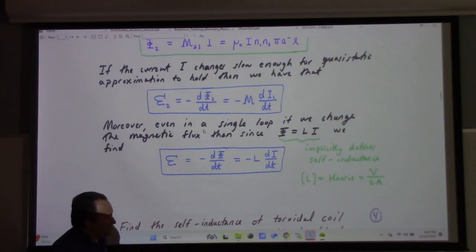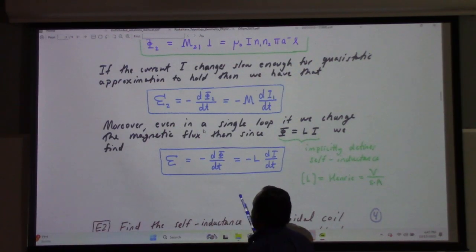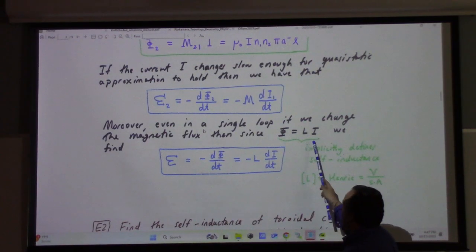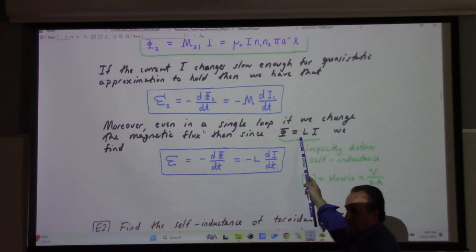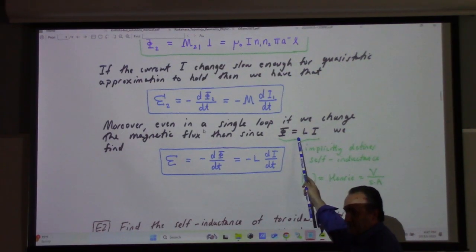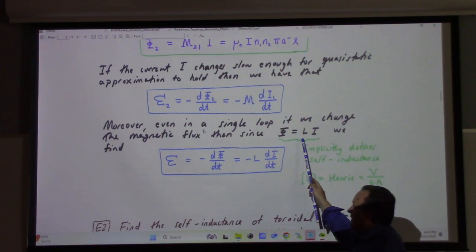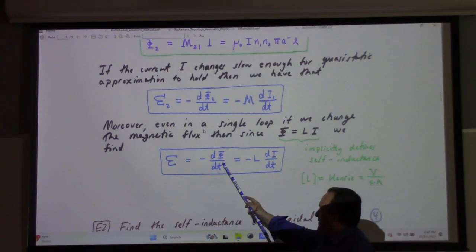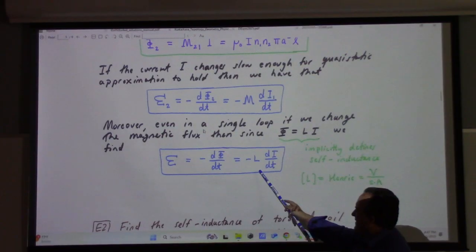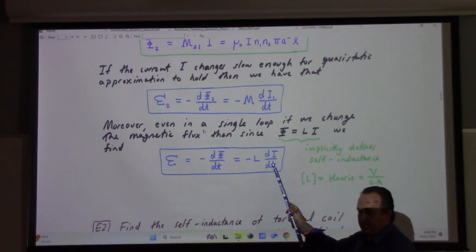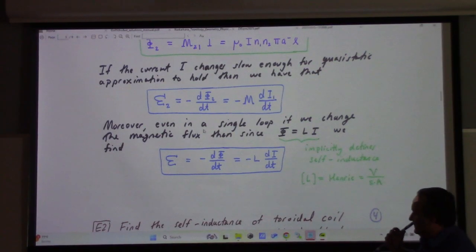And then, of course, nothing's stopping us from thinking about a single loop. If we calculate the flux that's due to a current flowing through a loop, it's proportional to the current. And whatever that proportionality constant is, we define that to be the self-inductance of the loop. And so we get, EMF is minus d phi/dt is minus L dI/dt. This is the so-called back EMF. In the book, he calls this the back EMF.